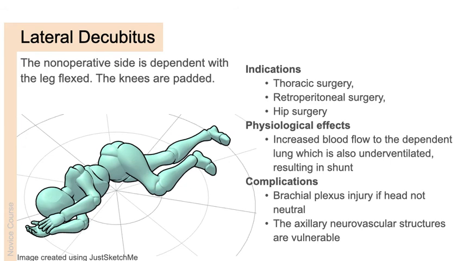Next position is lateral decubitus. So this is a position where the non-operative side is dependent, with the legs flexed and the knees padded. Looks a little bit like the recovery position. So the torso itself has to be balanced and supported anteriorly and posteriorly. While you're getting the patient in this position, you have to be maintaining the airway and keeping their head in a neutral position. You're going to be putting pillows underneath them to keep that neck from being too laterally flexed.